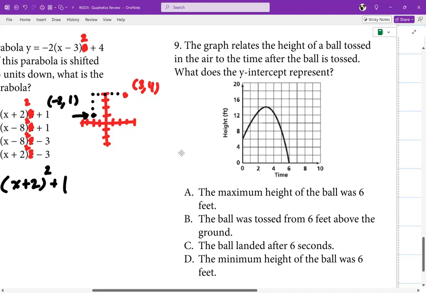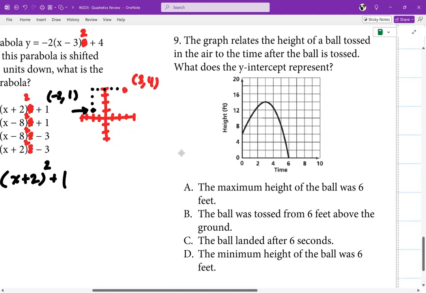The graph relates the height of a ball tossed in the air to the time after the ball is tossed. What does the y-intercept represent? What do you guys think? The maximum what? I think this is it: the graph relates the height of the ball tossed in the air at the time when the ball is tossed. What does the y-intercept represent? Y-intercept, that part right here. That point.